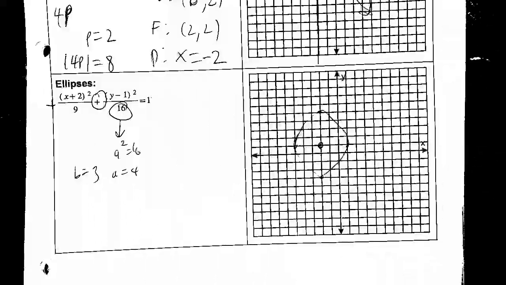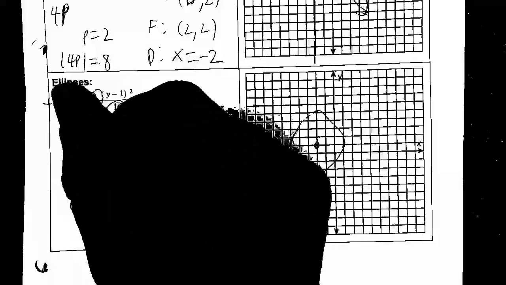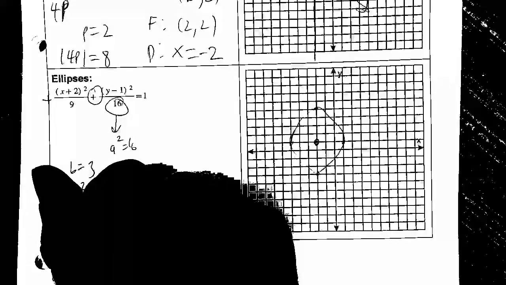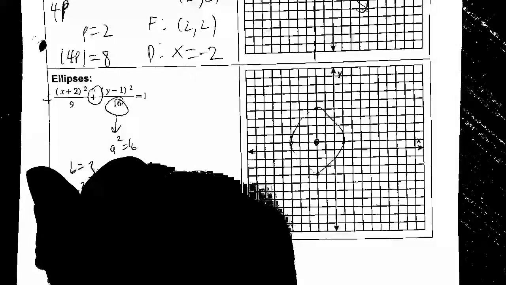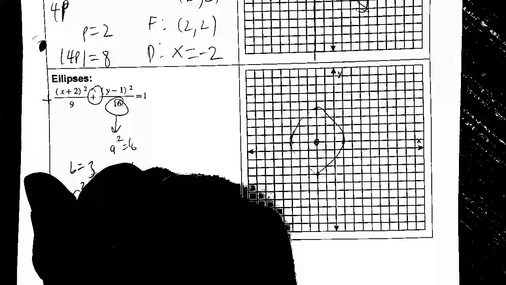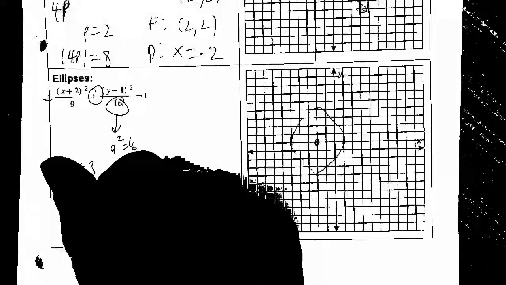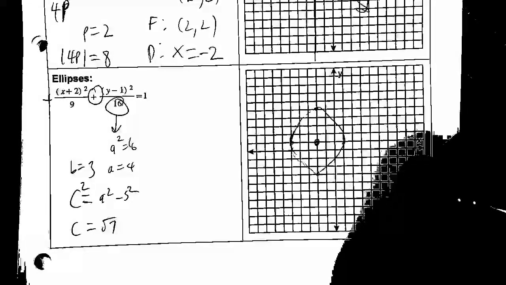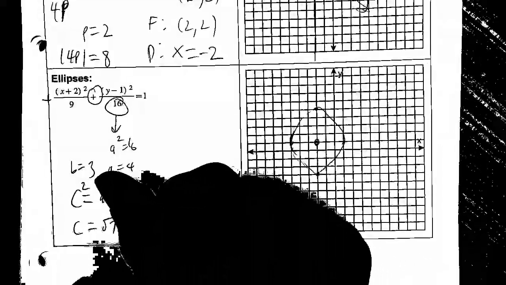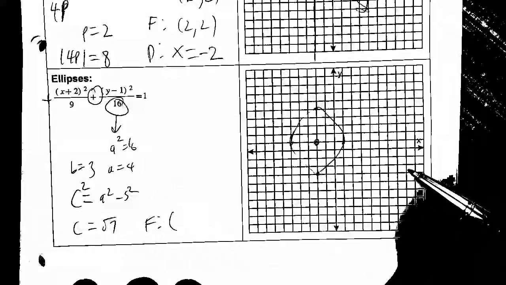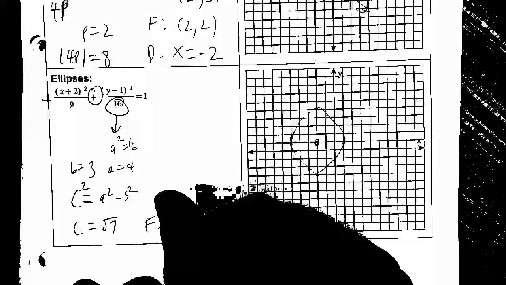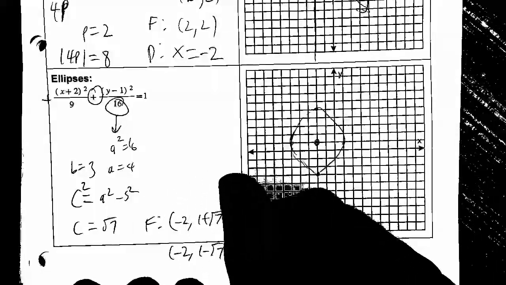Okay, to get the foci, to get c, do you remember the relationship for ellipses? a squared minus b squared, so c would equal 7. c would equal root 7. And that always happens on the major axis. So the foci would be -2, 1 plus root 7, and -2, 1 minus root 7.